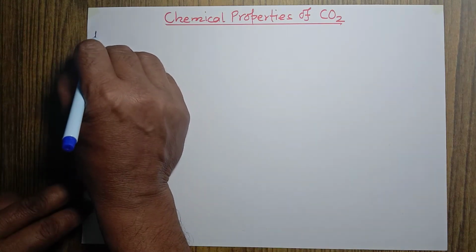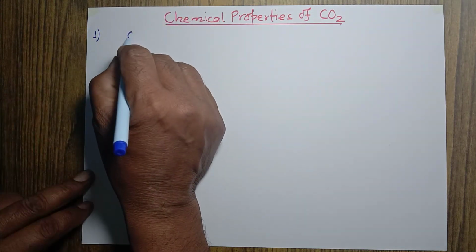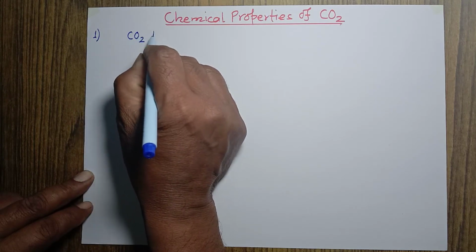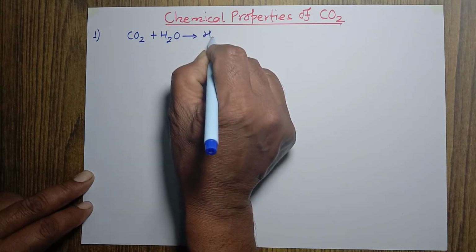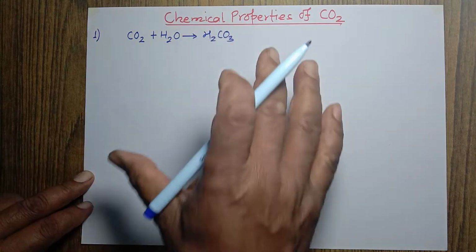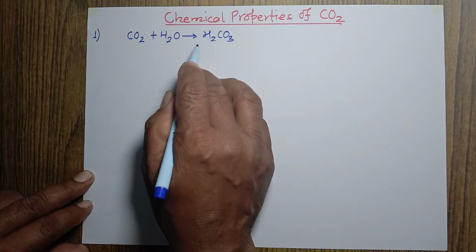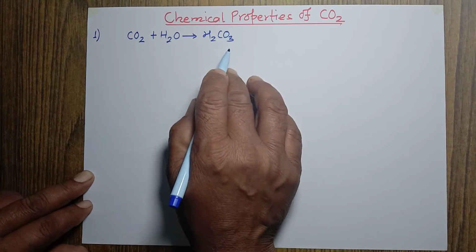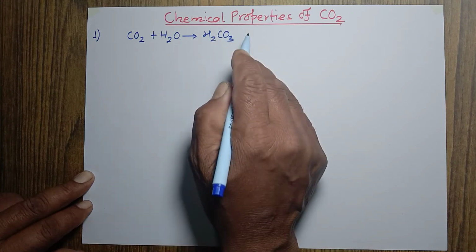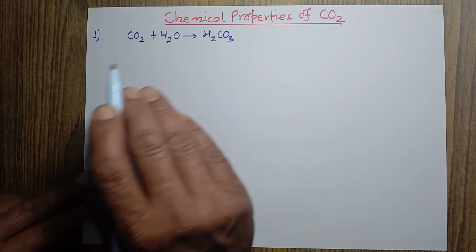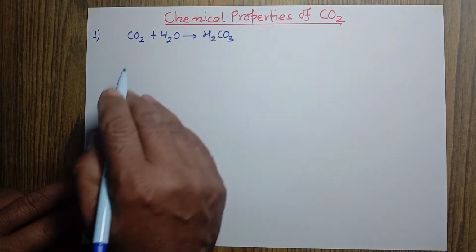Number one, carbon dioxide gas dissolves in water. This carbon dioxide gas actually dissolves in water to form carbonic acid. This is one of the important chemical properties of carbon dioxide. This carbonic acid is used in soft drinks at high pressure to produce fizziness and a slightly sour taste. This is the use of carbonic acid in soft drinks.